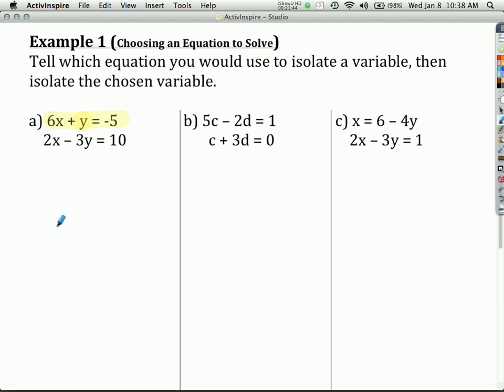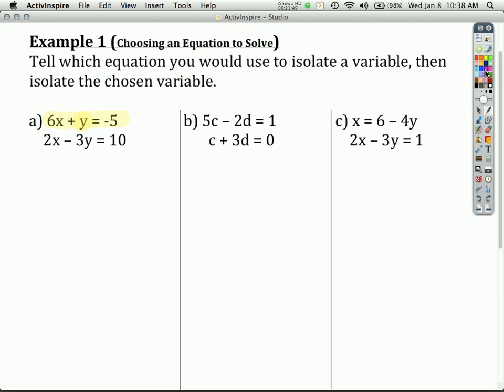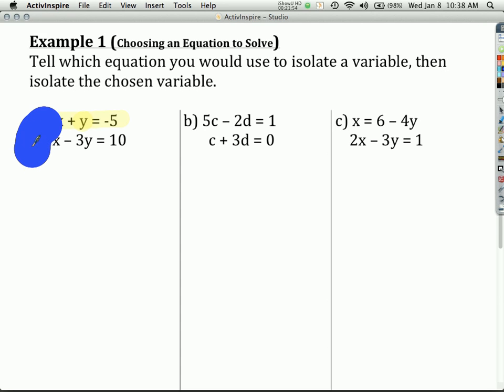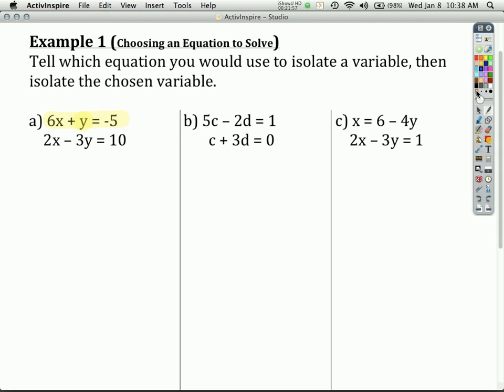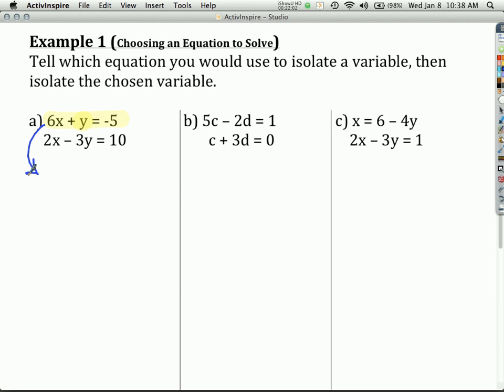So now we're going to isolate that variable. So this is step 1 that we're learning how to do. And how do I isolate the y? What's the first thing I should do? You should be an expert at this. Subtract 6x from both sides. And in fact, that's it. Subtract 6x from both sides, we get y equals negative 6x minus 5, and we have successfully isolated the variable.